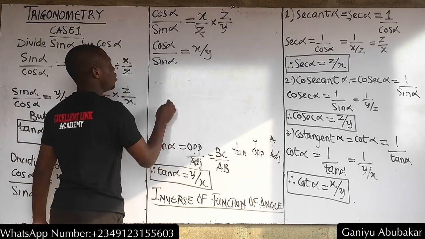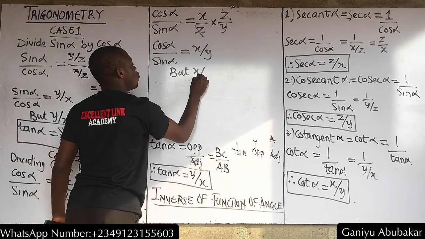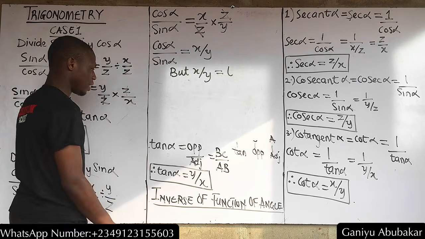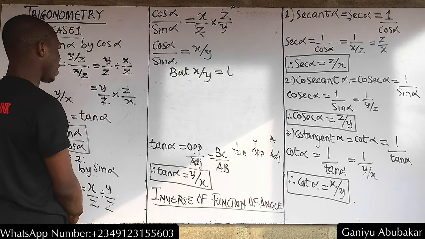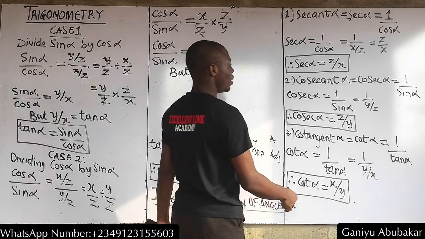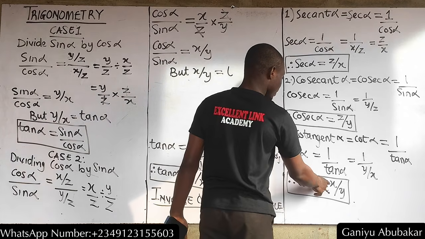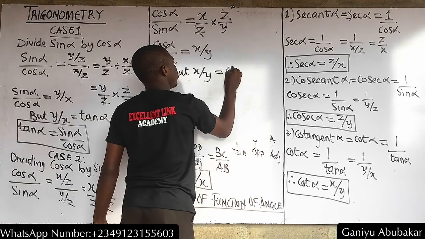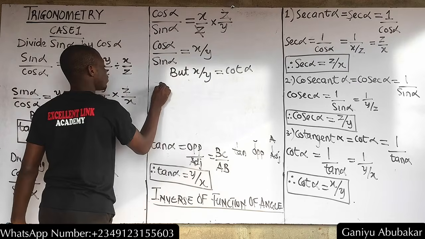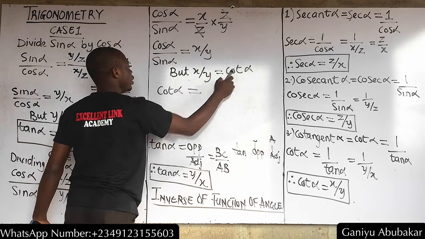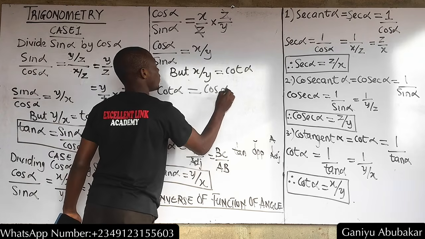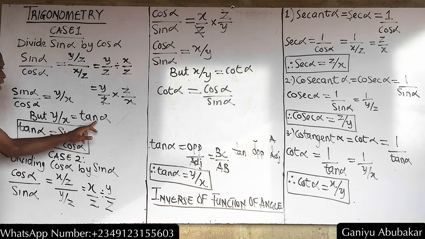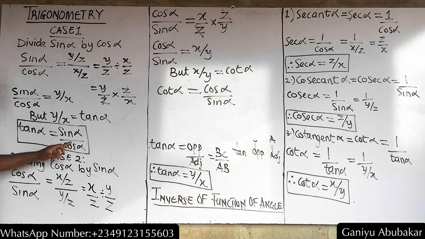But x over y is equal to what? What's x over y? That's cot. Can you see that? So this becomes cot alpha. So we are saying that cot alpha is equal to what? Cos alpha all over sine alpha. So we're also saying that tan alpha is equal to what? Sine alpha over cos alpha.